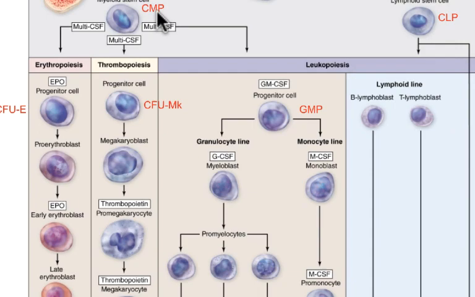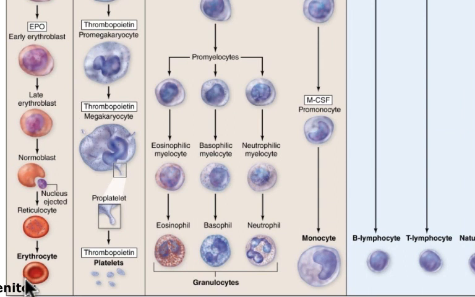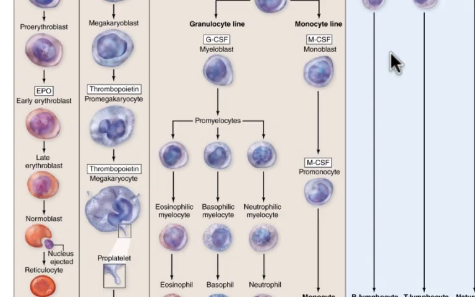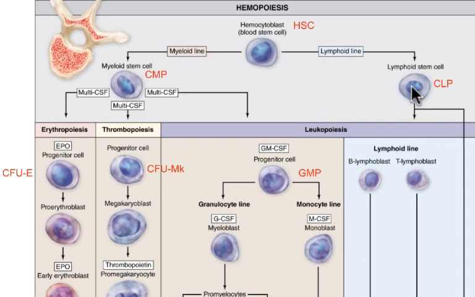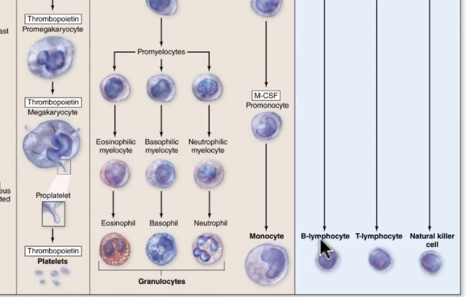The common myeloid progenitor cell is going to create everything except lymphocytes. In other words, in the end, this common myeloid progenitor cell creates erythrocyte, platelet, eosinophil, basophil, neutrophil, and monocyte, everything except lymphocyte. The common lymphoid progenitor cell produces only lymphocytes: B cells, T cells, and natural killer cells. So the CLP is pretty easy because it produces only one type of cell, and that is lymphocyte.